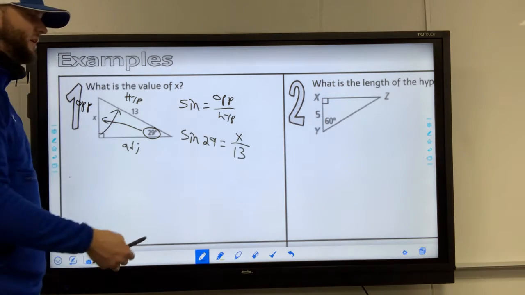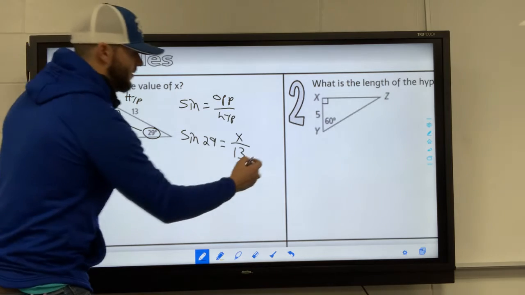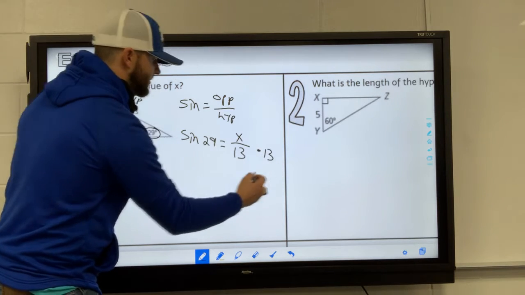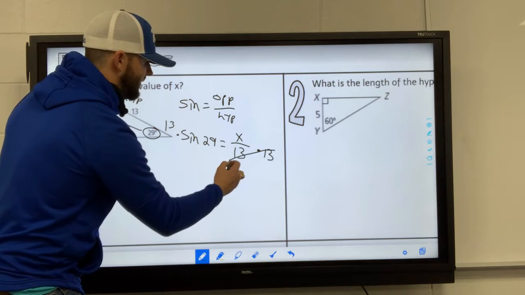So basically what I'm trying to do is I'm going to get x by itself. So in order for me to do that, I need to multiply by 13 on both sides. Multiply by 13. So that's going to cancel on this side.